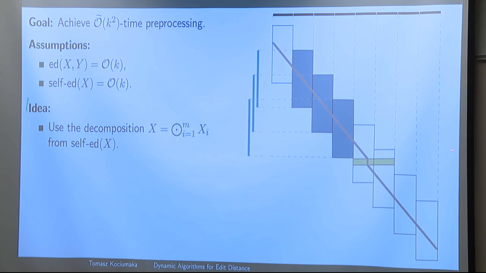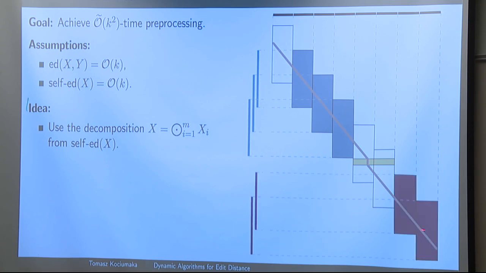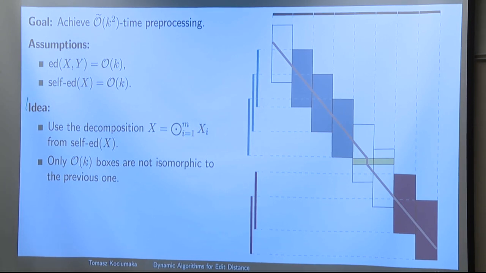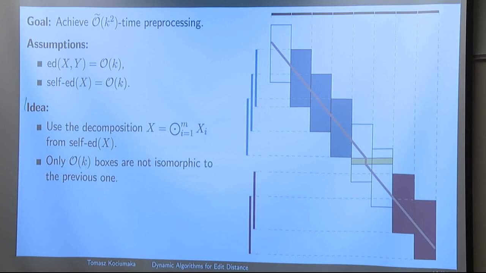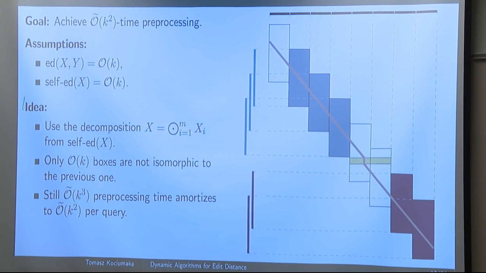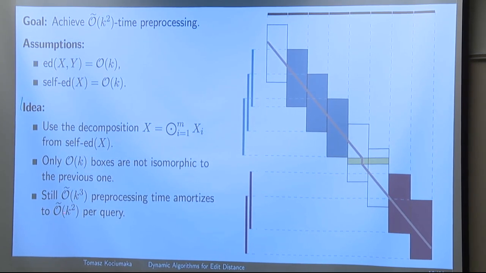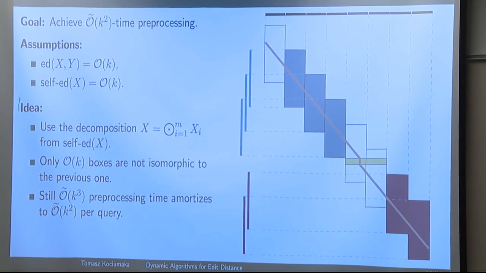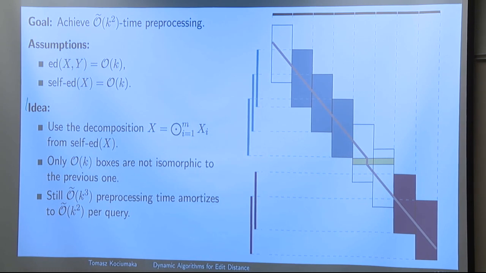Whenever there is an edit between x and y, we can have a different box. But then when we have no edits again, we'll have another cluster of identical boxes. And since in total we have order of k of those edits, the number of boxes which are not isomorphic to the previous one will still be order of k. Well, that's nice, but still not good enough, because for each of these non-isomorphic boxes, we need to pay k squared construction time. So the preprocessing time is now k cubed, which is still not better than Landau-Vishkin, essentially.